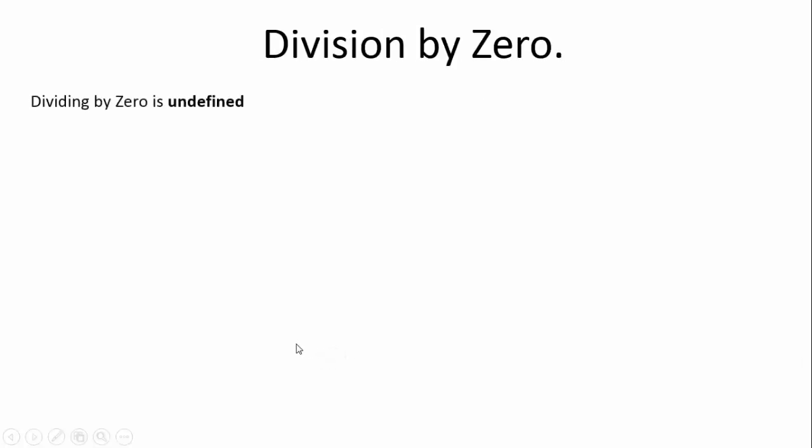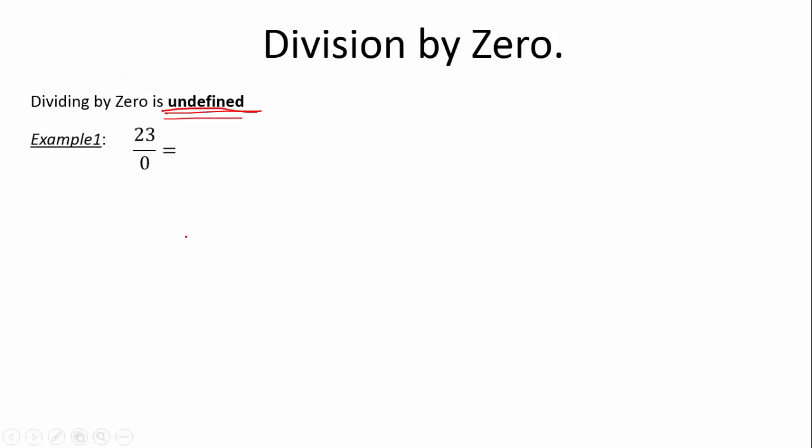Now let's talk about division by 0. Dividing by 0 is undefined, right? So we're going to go through a couple of examples, but you always must know that when you divide by 0, it is undefined. There is no answer to dividing by 0. You can write undefined in your book. Let's have a look at an example.